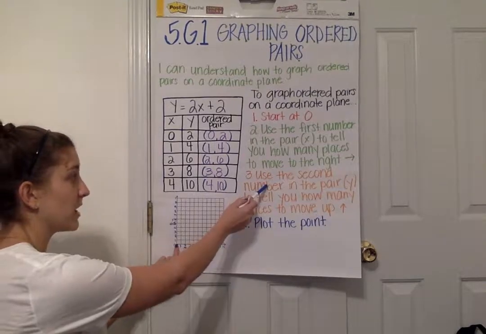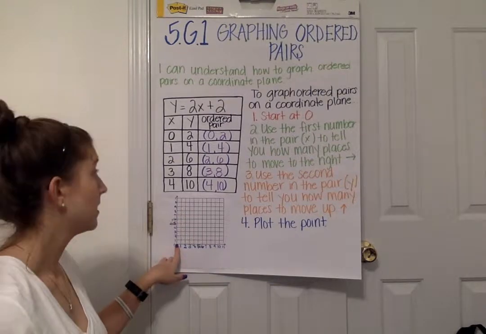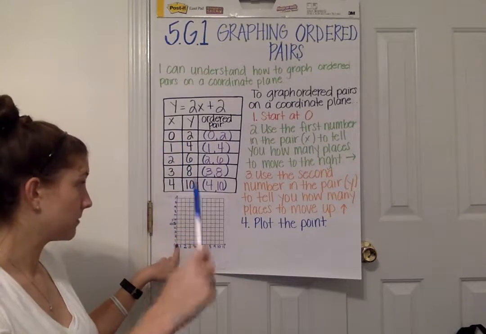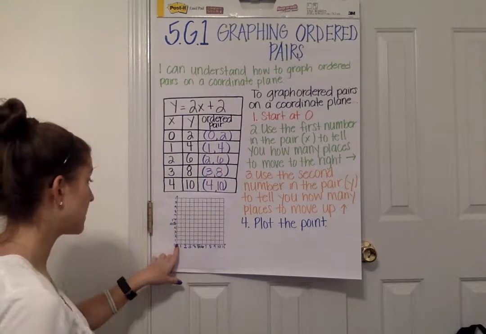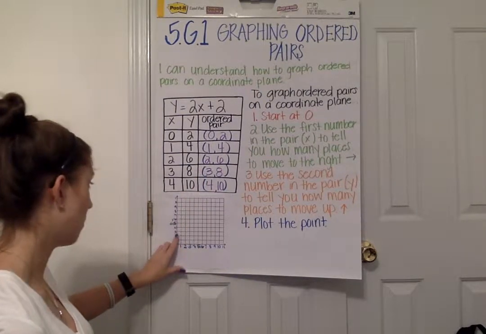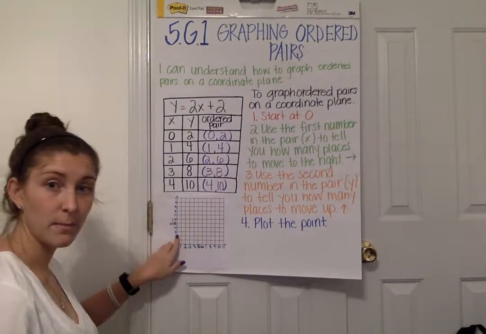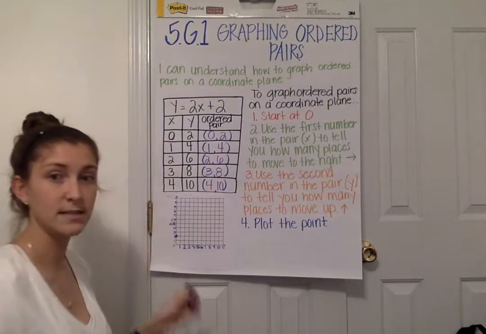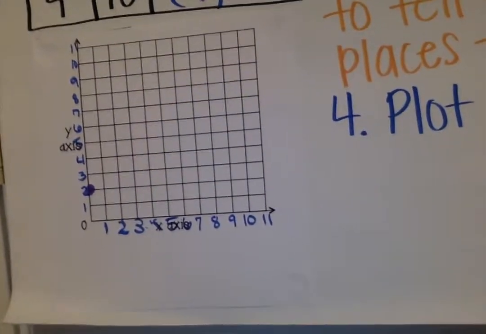My third direction says use the second number in the pair, y, to tell you how many places to move up. So my second number right here is 2. That means that I'm going to hop up 2 places. 1, 2. Then direction number 4 says plot the point. So I'm going to plot my point right here at 0, 2. And I'll bring you guys a little closer just so you can see. There is my point right there at 0, 2.